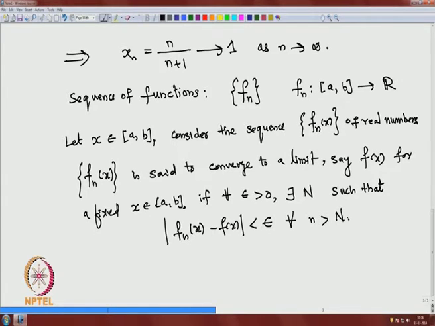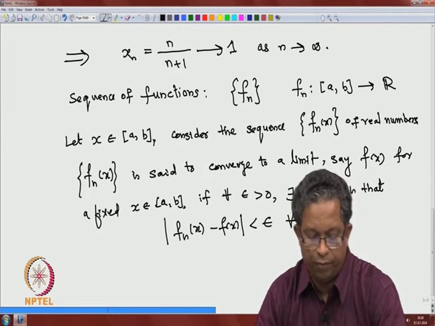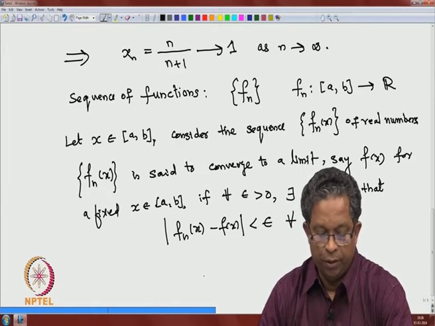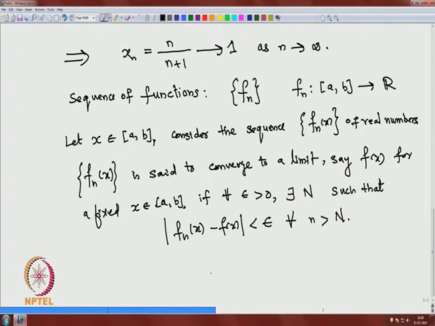So, this sequence of functions, when it is evaluated at a point x, turns out to be a sequence of real numbers. Therefore, the convergence of a sequence of functions at a point turns out to be the convergence of a sequence of real numbers. So, this sequence is said to converge to a limit f(x) if this happens.